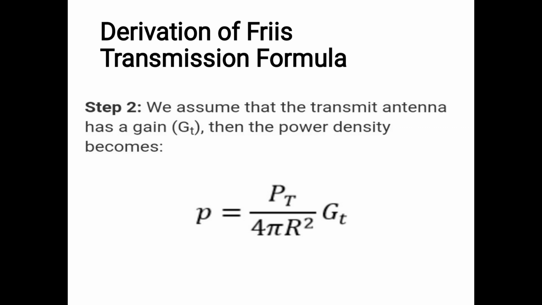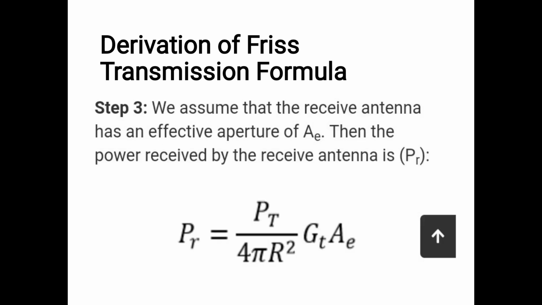We assume that the transmit antenna has the gain Gt, and the power density becomes P is equal to Pt by 4 pi r square into Gt. We assume that the receiving antenna has an effective aperture AE, then the power received by the receive antenna PR is equal to Pt by 4 pi r square Gt into AE.